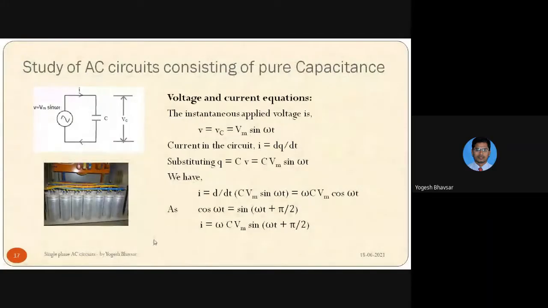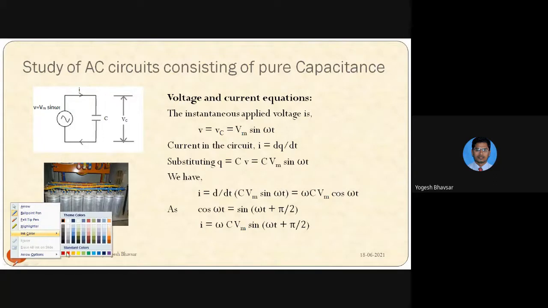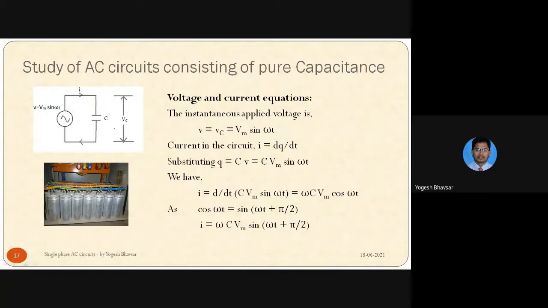Capacitive AC circuit. Now here in the circuit, similarly to the inductive and resistive circuits, only a capacitor is present in the circuit, and if we see the voltage across the capacitor VC, that is equal to the supply voltage because of only one element in the circuit.